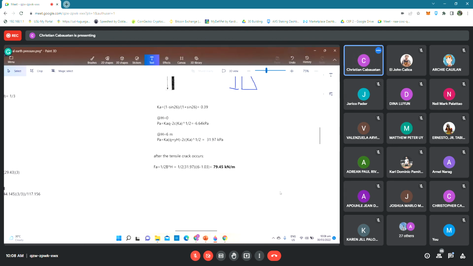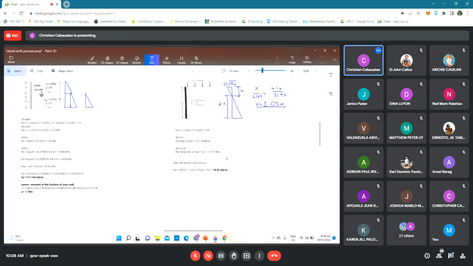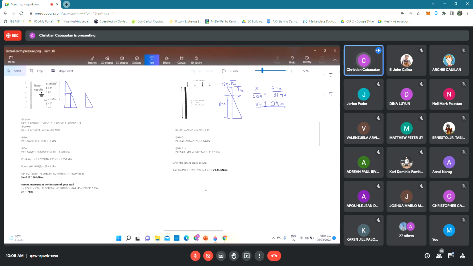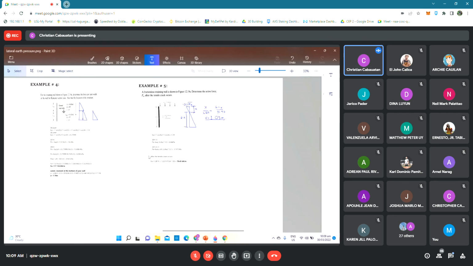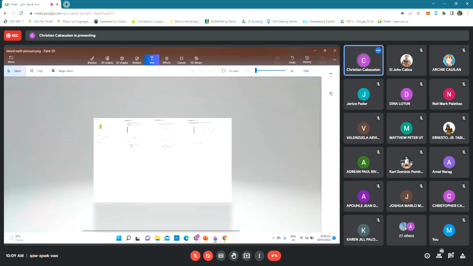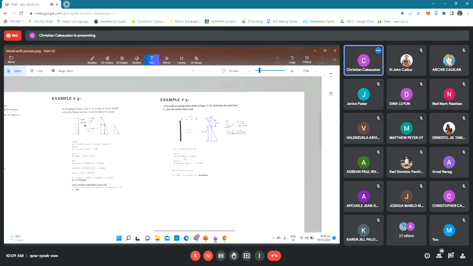So that is the solution for the active, passive using Rankine, and then the at rest. For columns, I will just give another example later, and you can run through it, since it is not often given in the board exam. So that's your solution for the active, passive, and at rest.